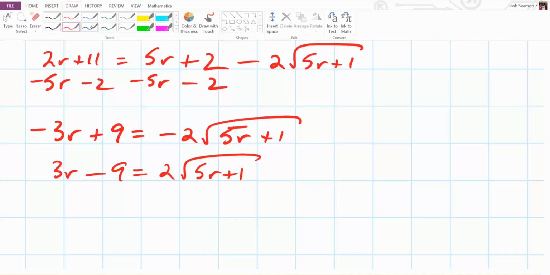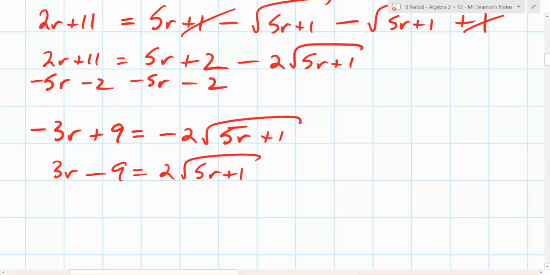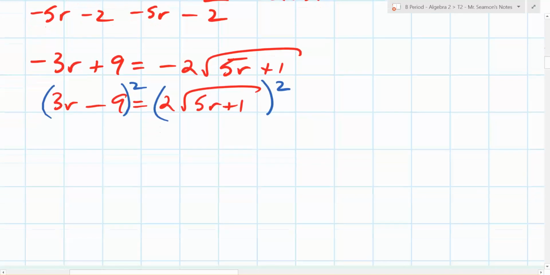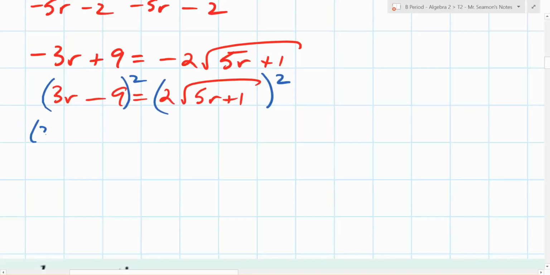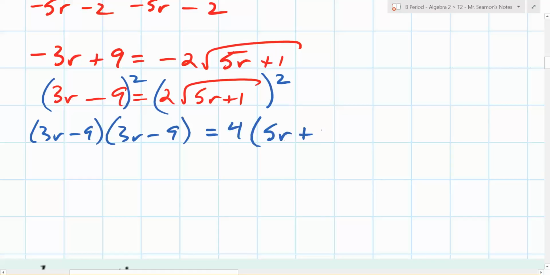You don't have to divide by 2, you could, but I wouldn't because I don't like making fractions when I don't have to. What could you do at this point? You could square both sides. I understand the radical isn't technically isolated, but that's okay in this case. When you square both sides, you end up with 3r minus 9 squared equals, on the right side, 4 times r plus 1.